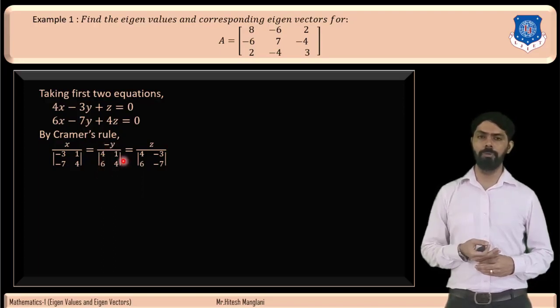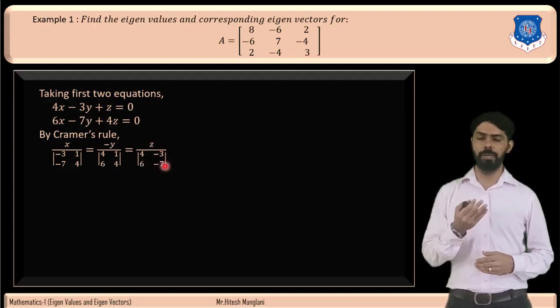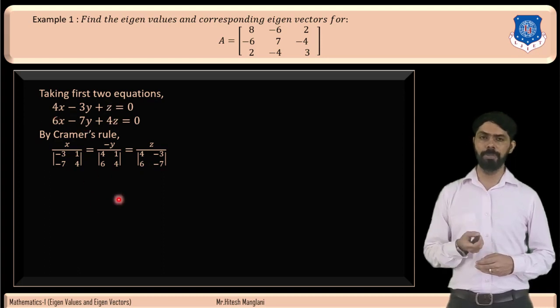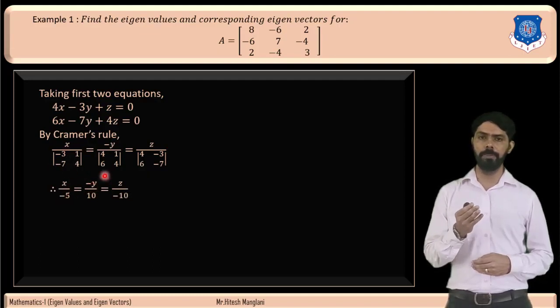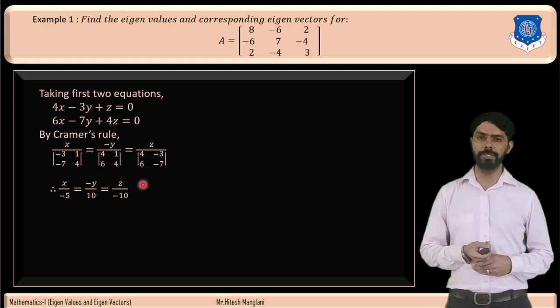So if we have to write down for y, then we will hide y and write down the coefficients of x and z, is equal to z divided by determinant of 4, minus 3, 6, minus 7. So if we have to write down for z, then we will hide z and write down the coefficients of x and y. Now if we simplify this, then it will be x divided by minus 12 plus 7, so it will be minus 5, is equal to minus y divided by 16 minus 6, so it will be 10, is equal to z divided by minus 28 plus 18, so it will be minus 10.